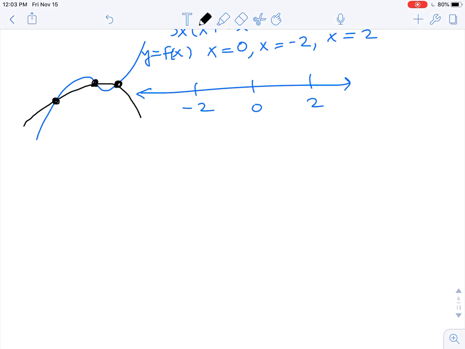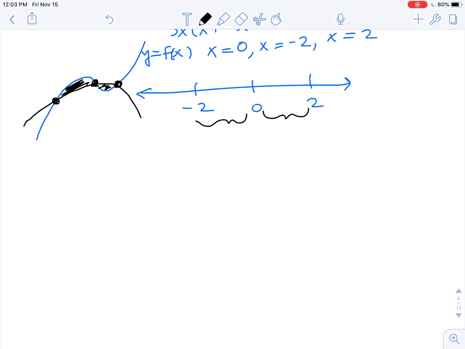And so the two regions that we'll want to think about are this region right here and this region right there. So from negative 2 to 0, we need to integrate, and from 0 to 2, we need to integrate. To do that, let's figure out which function is on top. We can do that by plugging stuff in.